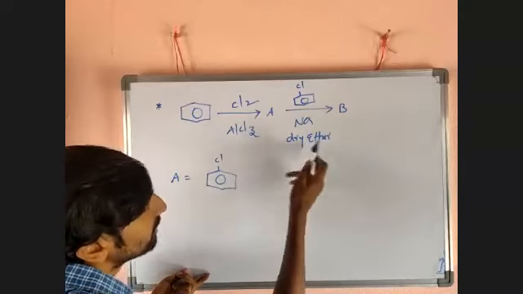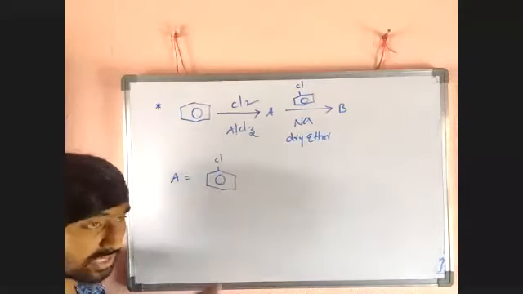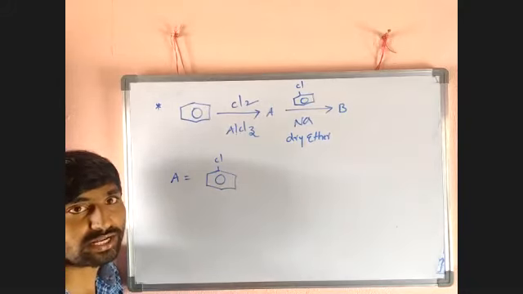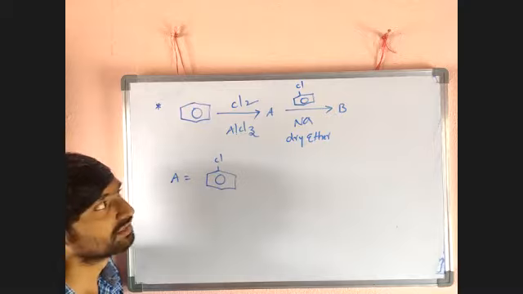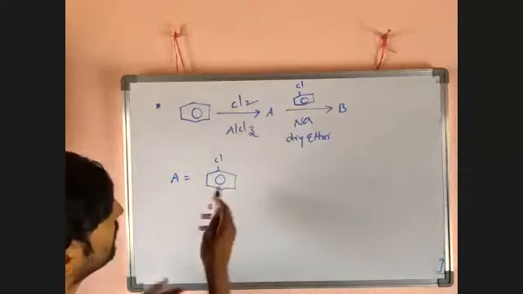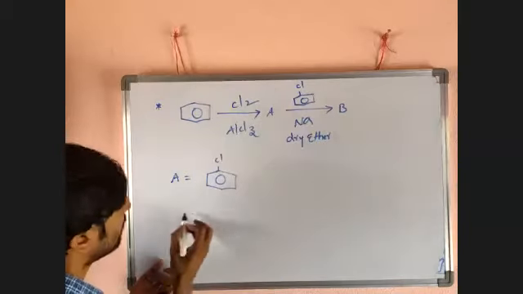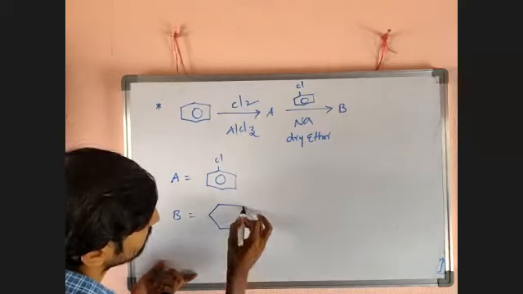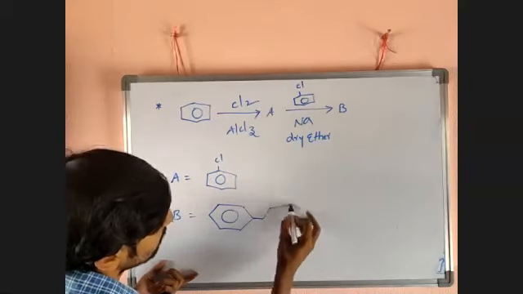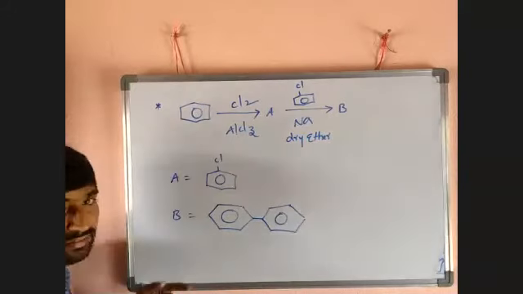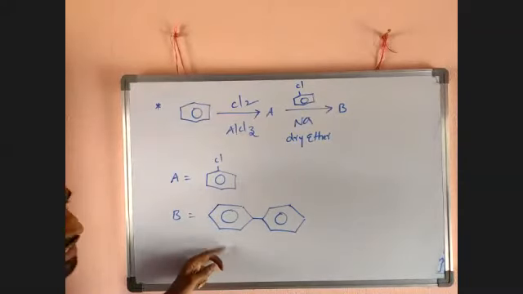Now it again reacts with the chlorobenzene in presence of sodium. With sodium in presence of dry ether. It is a very important name reaction, guys. What is it? Fittig reaction. So that Cl are eliminated with the Na in the form of 2 NaCl, and 2 rings joined together, and we will get this product. It is a biphenyl.